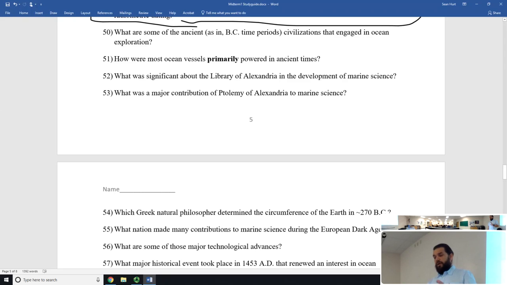All right, so going into history of marine sciences, what are some of the ancient, as in BC time period, civilizations that were engaged in ocean exploration?